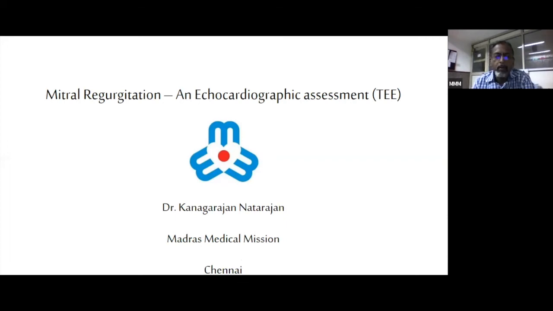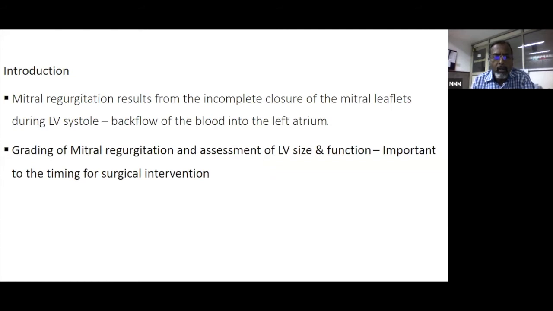Good evening, everybody. Today, what we are going to see is how to assess intraoperatively the severity of mitral regurgitation. It's a transesophageal echocardiographic assessment. Mitral regurgitation results from the incomplete closure of the mitral leaflets during LV systole. That means there is a backflow of blood into the left atrium.